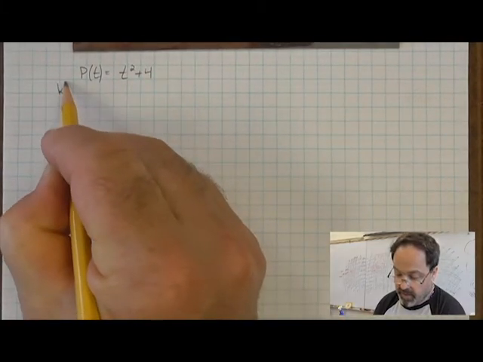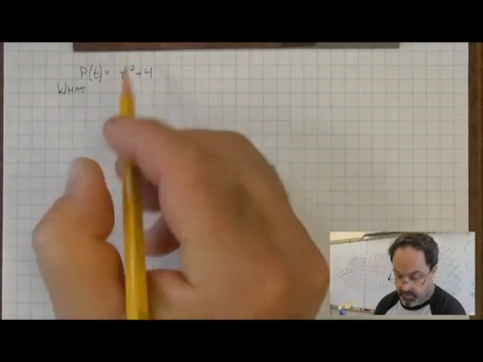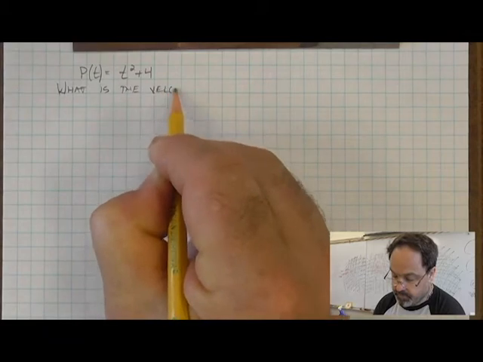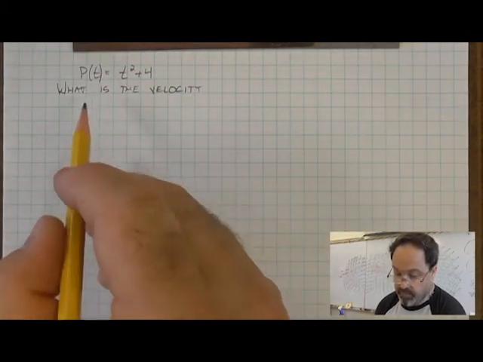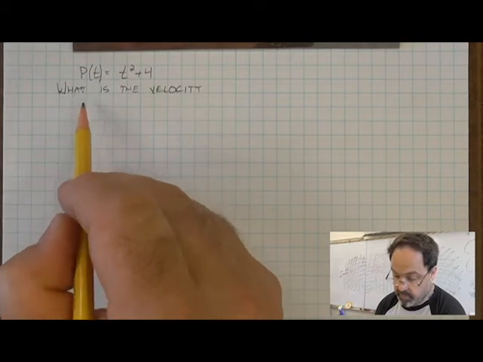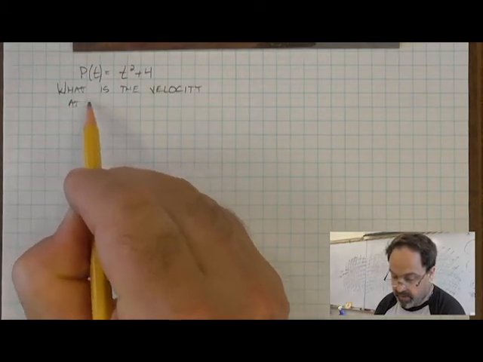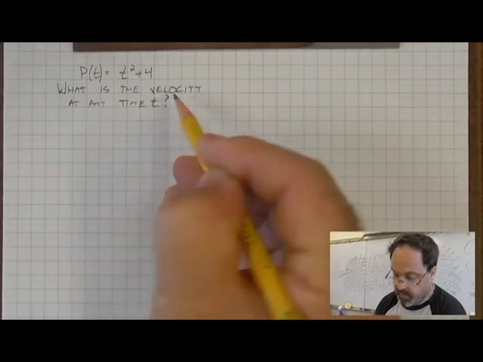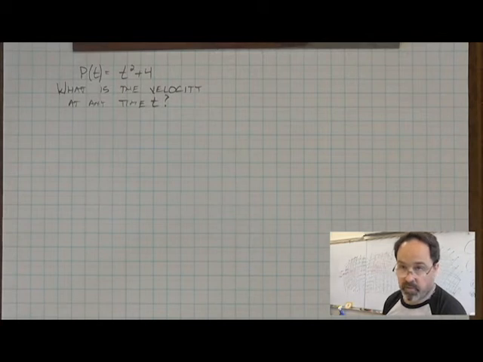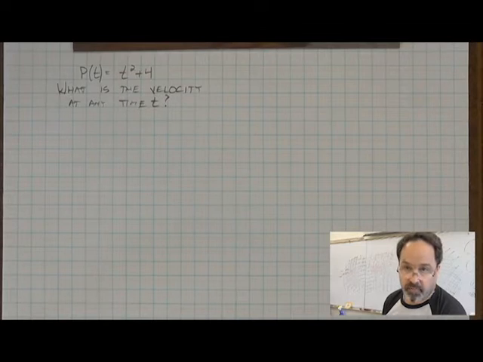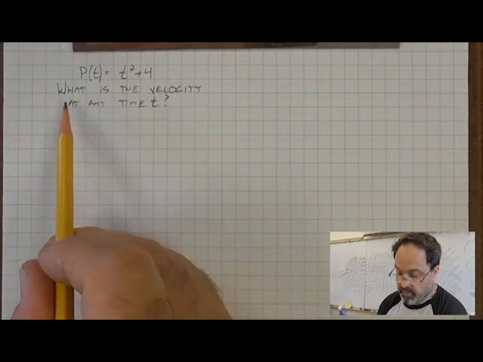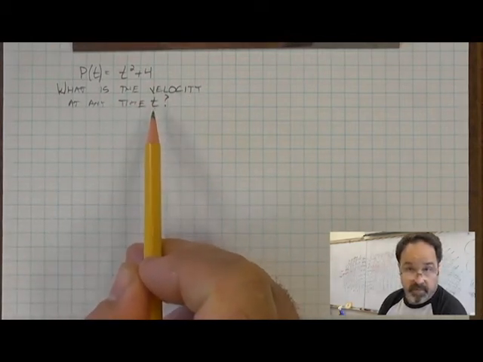And a typical question to ask, given something like this, is what is the velocity of the object that is guided by this position function at any time t? And in the past, we've done problems where we're given a specific value of t, like what is the position of the arrow at time 3. But in this case, we want something that'll tell us the velocity at any time that we choose.